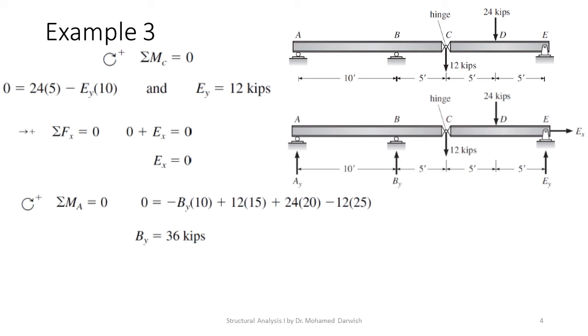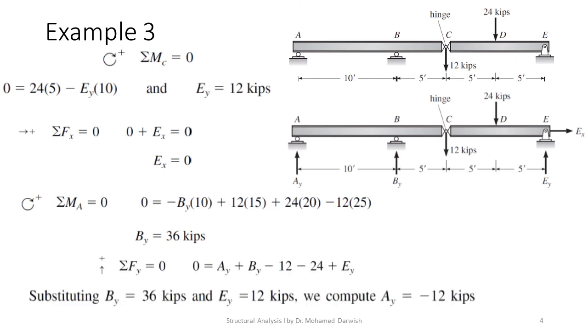Ay is passing by point A, so it's cancelled out. So my only unknown here is By. So now I have 12 times 15 plus 24 times 20 minus 12 times 25 minus 10 By. So By is 36.